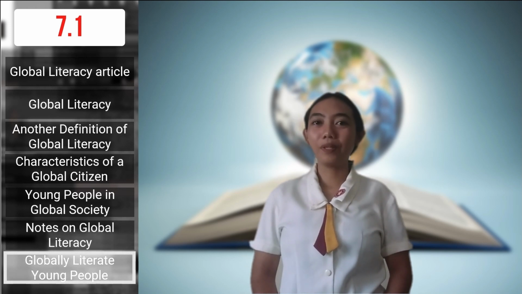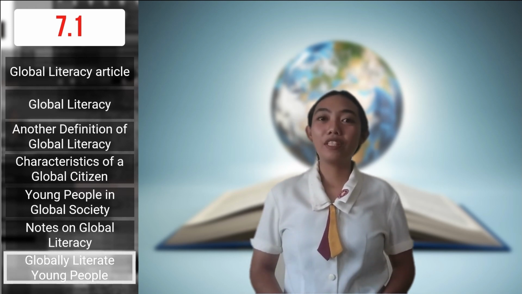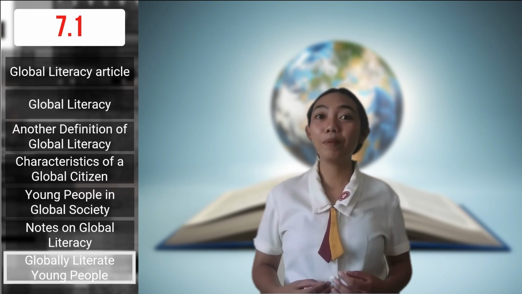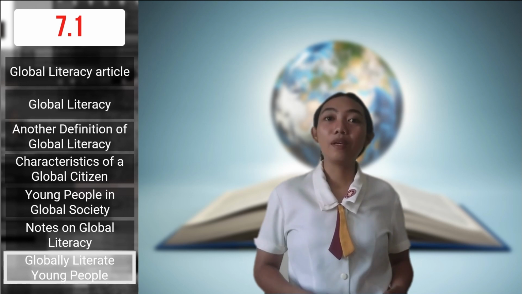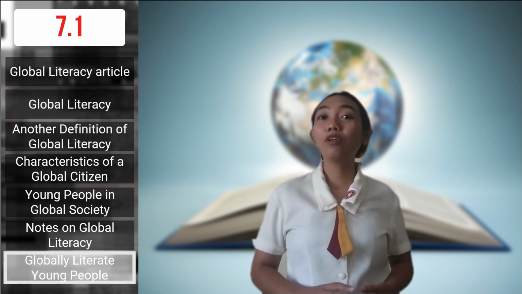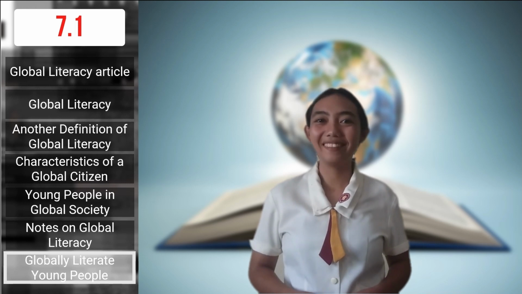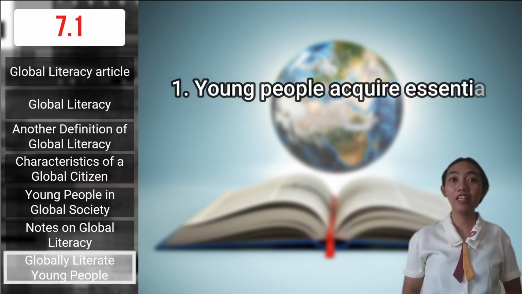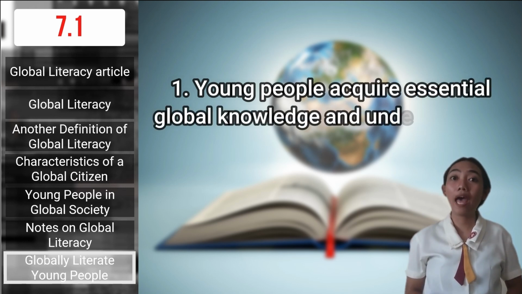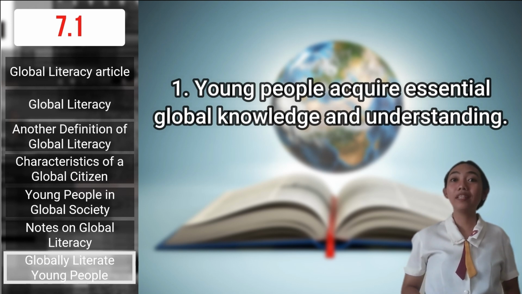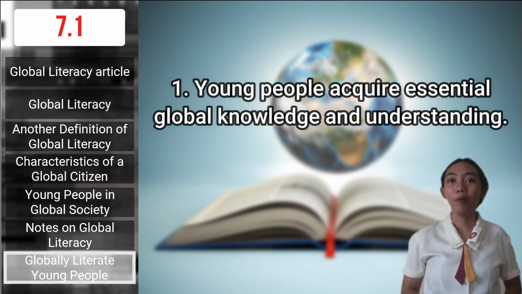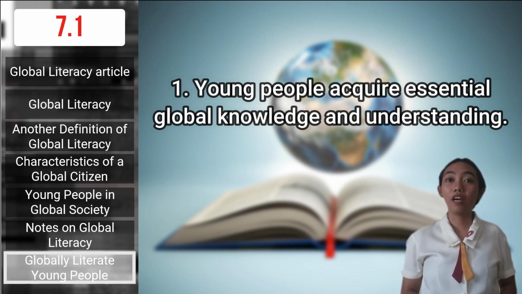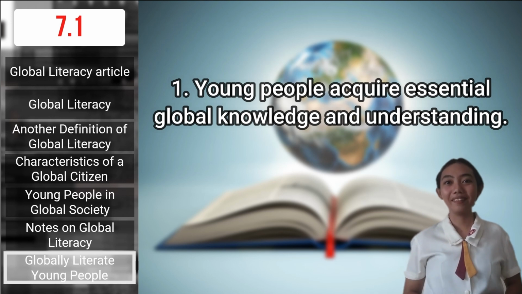Now that it is clear to you what global literacy is, let us now proceed to the range of competencies that young people like us have attained that enable us to connect, compete, and collaborate with peers around the world. First, young people acquire essential global knowledge and understanding. If you have this particular competency, you can examine and understand world regions, current events, and even global issues. In this point, you can recognize how international systems are interconnected and interdependent.